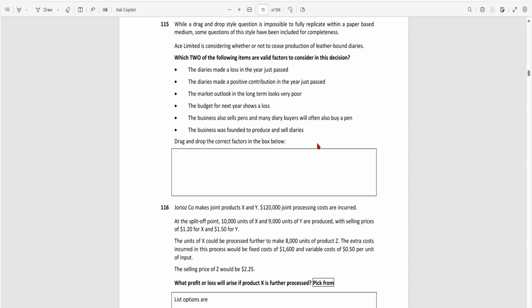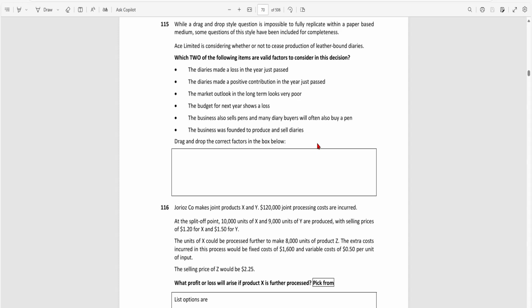And fourth, the budget for the next year shows a loss. So this has actually not been incurred. It's only a budget, it's a planning. So this will not be valid in order to take the decision regarding whether to manufacture or cease the production. Again, this is not valid.